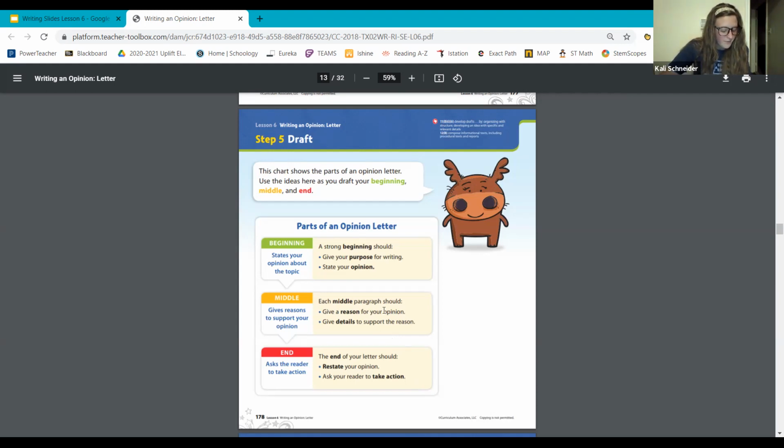So the beginning of an opinion letter is like the beginning of an opinion paragraph that we've written because it tells the topic, which is our opinion. So it's also different though, because we're going to write persuading people, convincing someone of something. All right. So we are going to make sure that we are convincing them, and at the very end, we're telling them what we want them to do.